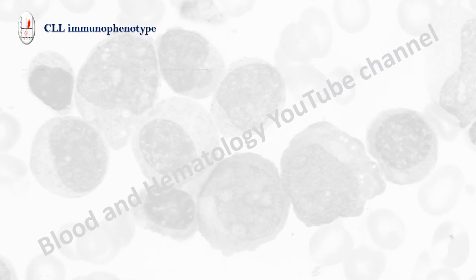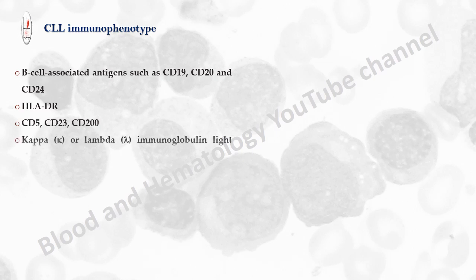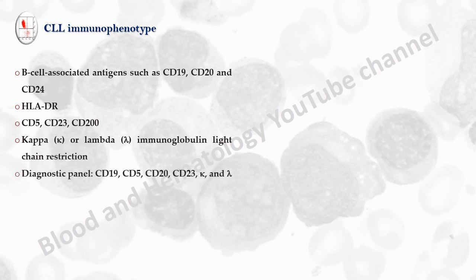CLL cells are positive for B-cell-associated antigens such as CD19, CD20, CD24, and human leukocyte antigen DR. In addition, leukemic cells of the great majority of patients express CD5, CD23, and CD200. Each clone of leukemia cells is restricted to expression of either kappa or lambda immunoglobulin light chains. A panel of CD19, CD5, CD20, CD23, kappa and lambda is usually sufficient to establish the diagnosis.